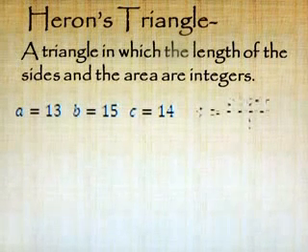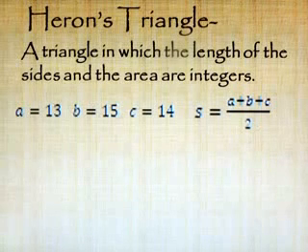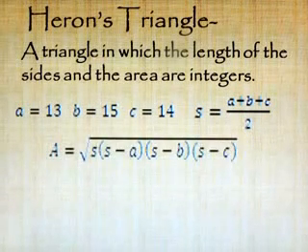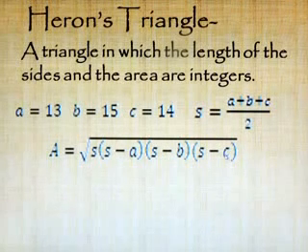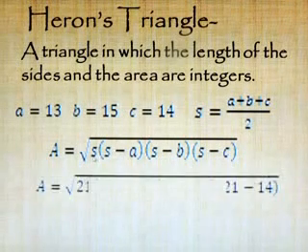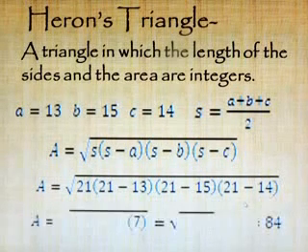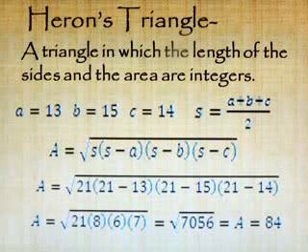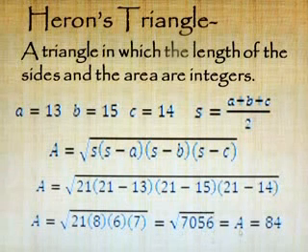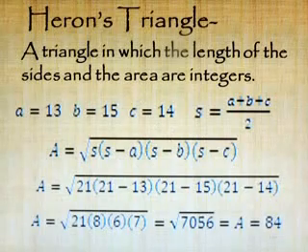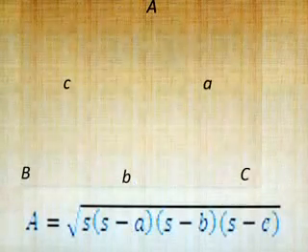So we would first need to find the semiperimeter by adding the three sides together and dividing by 2. When we do that, we get 21. Then we would just plug in our variables into his formula to find the area. So here's our semiperimeter, here's side A, side B, side C, and working that we see that we get the square root of 7,056, and the square root of 7,056 is 84. So this triangle is indeed a Heron's triangle because we have integers for the side lengths and we have an integer for the area.